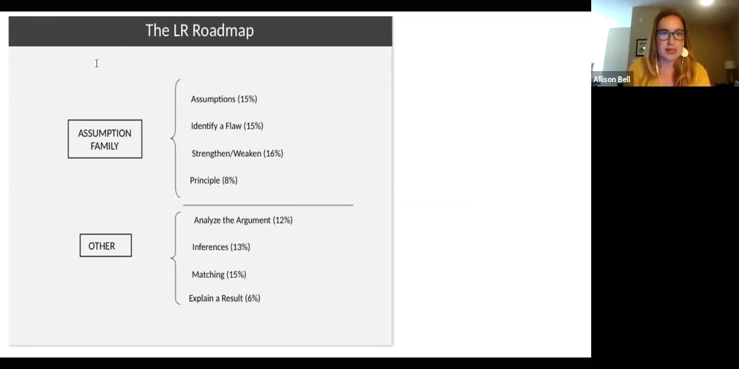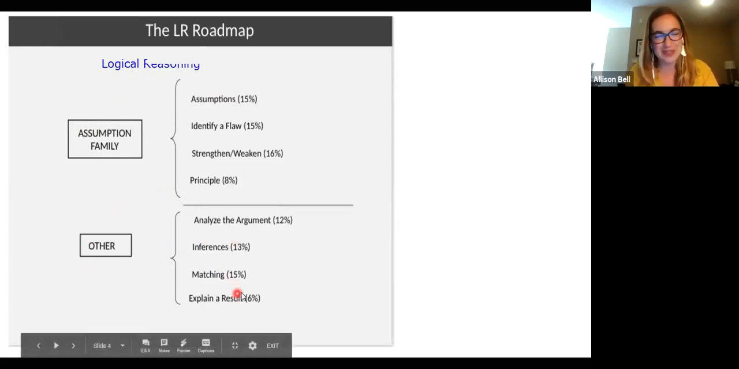This is a pretty helpful breakdown of all of the different question types that you're going to see in logical reasoning. We have studied the frequency with which different formats or types of questions have shown up historically in logical reasoning and broken it down. We started by breaking it down into two big groups. The first group we call the assumption family. And then there's a group that we call other, which has 4 very distinctive question types.